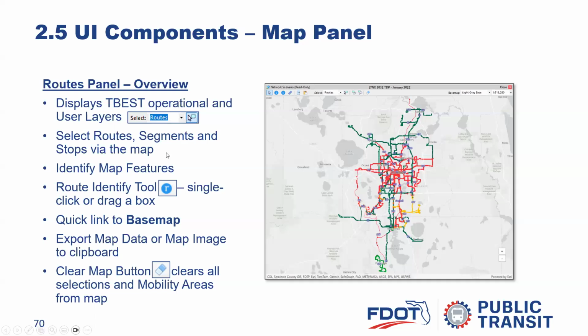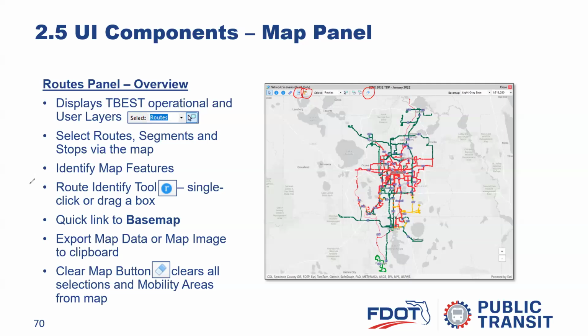Export map data. This is the export map data tool right here. That will take your data out to either ArcGIS Online or to a mobile geodatabase. And then you also have a map image to clipboard right beside it, which will take it out to the clipboard. You have a clear button, which will clear everything in the map, so it's very handy to be able to do that. And also a measure tool, and you can change the scale, etc. Some basic tools that are available.